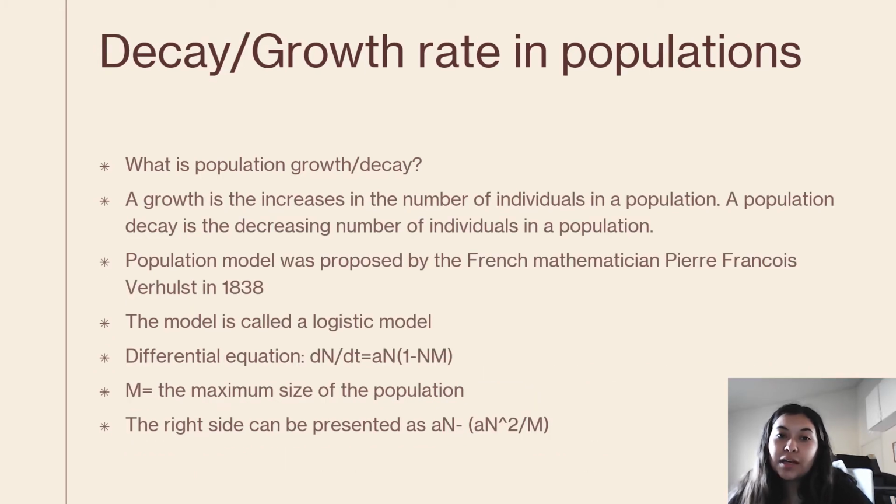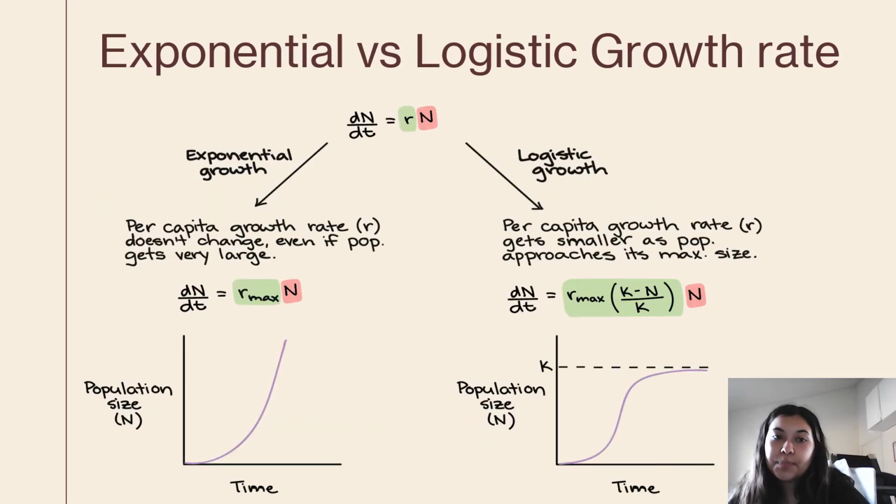So what is growth and decay? When we talk about population growth, it's basically an increase in the number of individuals in a population, and when we talk about decay, it's a decrease in the number of individuals in a population. Pierre François Verhulst proposed a logistic model, and that would be the equation he proposed, where N would be the maximum size of the population, and the right side can be presented as that equation.